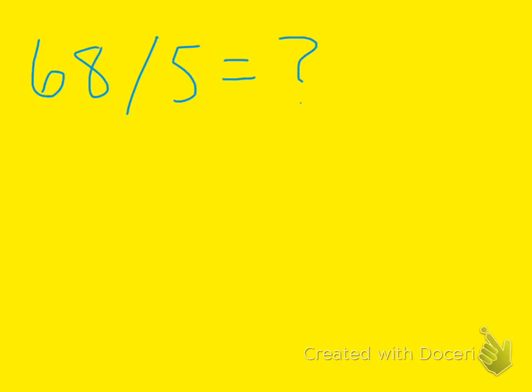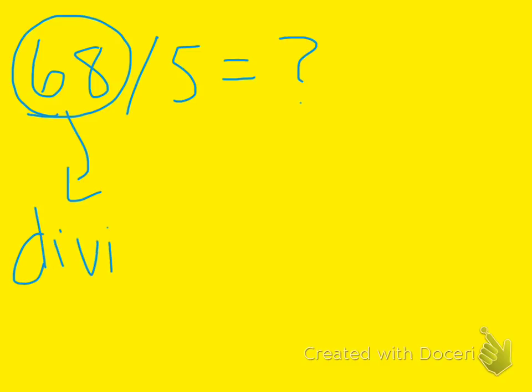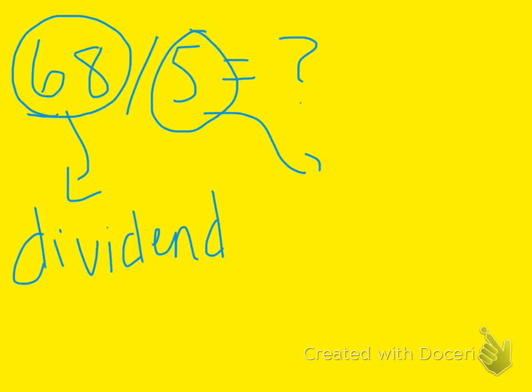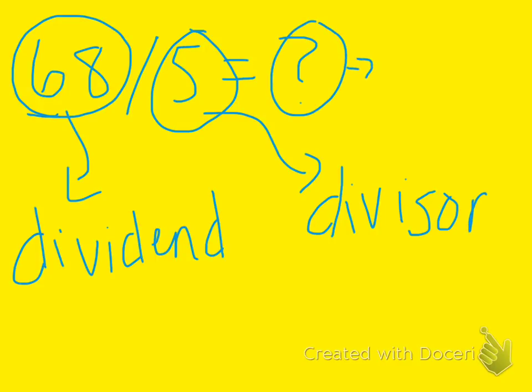equals whatever. Our dividend, that's the number that's being divided. The number that we are dividing by, the 5, that's called the divisor. Divisor is the number that we're dividing by. And then the answer, once we get it, that is called the quotient.